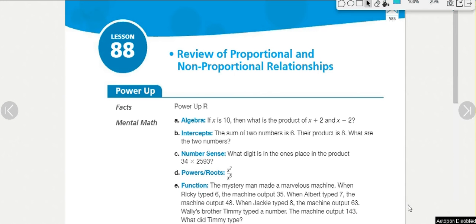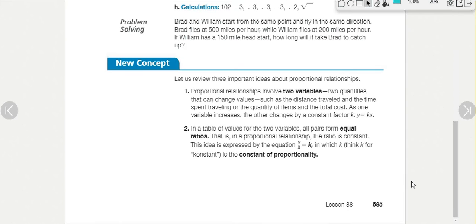Hey there, in lesson 88 we're talking again about what is and what is not a proportional relationship. It has a lot to do with what we talked about with direct variation. We'll also use proportions or a constant factor, either one, to solve problems. Let's review three important things about what we call proportional relationships.